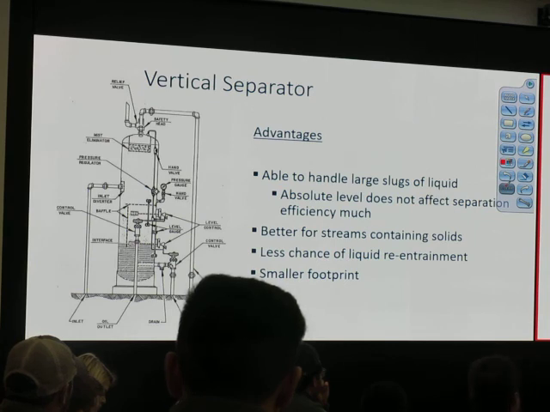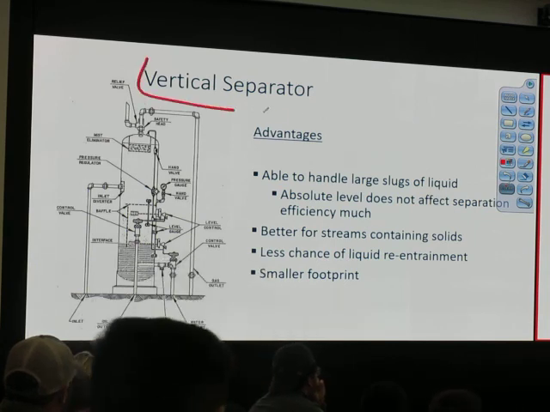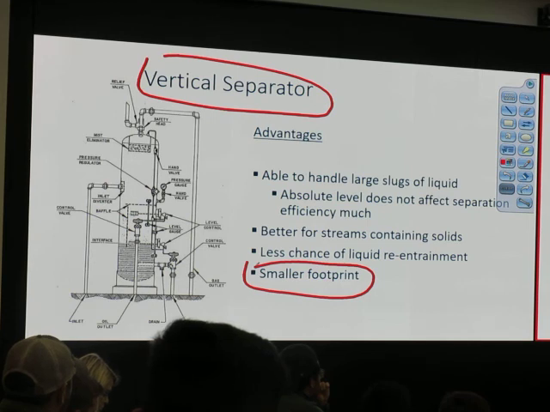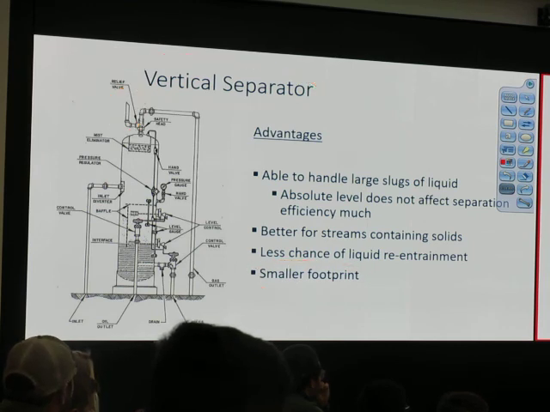Advantages, disadvantages. Okay, the good thing with a big vertical separator is that it requires a small footprint. It doesn't require much area. It can handle changes in liquid level. Yes, question. So why do we have it there? It's wrong. It's just a cartoon, okay? The actual thing has to be over here. This is wrong, not good over there. It's just a schematic and they didn't put it correctly. It should not be there.